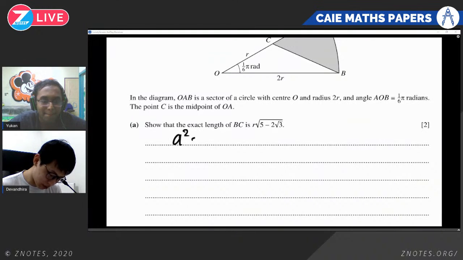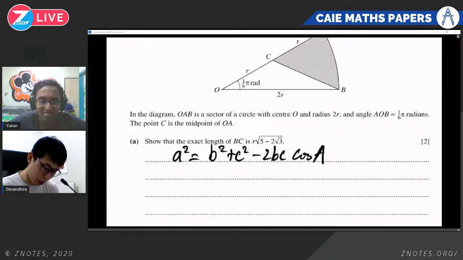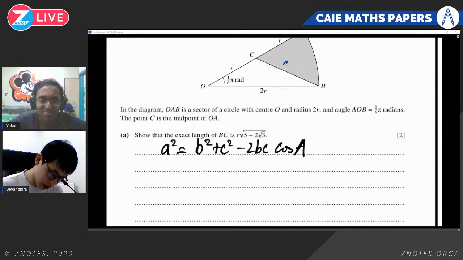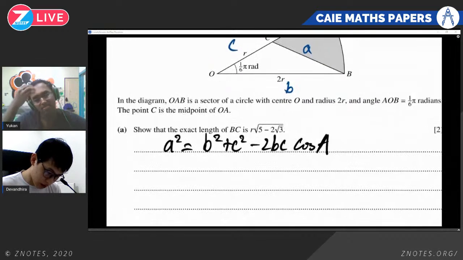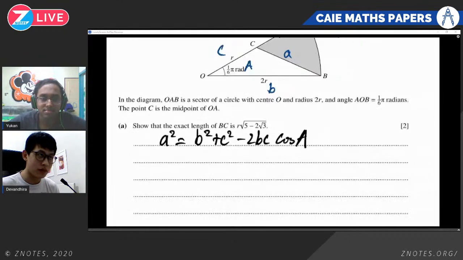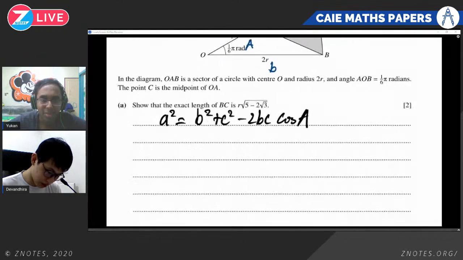We have a squared is equal to b squared plus c squared minus 2bc cosine of the angle A. In this case, our A is right here. I'll just write it down. A is right here. This is our B and C. Doesn't matter if you want to put this as B or this one as C. They're both the same. And our angle A is right here. Agree? Yep. Right.